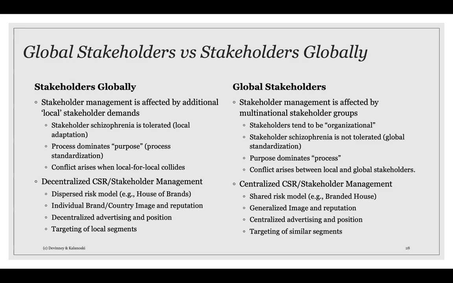The other extreme is to have a centralized model, and to have a focus on outcomes as opposed to process. And in this case, you don't tolerate stakeholder schizophrenia because you're focusing on purpose. And in that situation, you have a shared risk model. You tend to be much more concerned about generalized image and reputation. You tend to want to control advertising and imaging and positioning. And you also want to control the stakeholder.